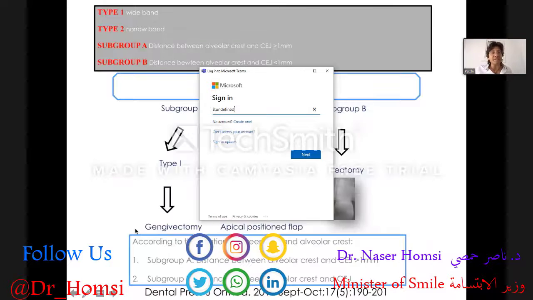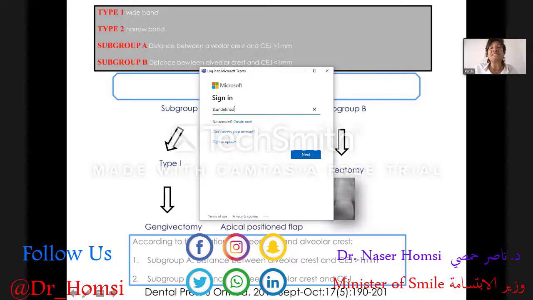Okay, what happens if the patient is subgroup A, so the distance is higher than 1 millimeter, and type 1, so we have a wide band of keratinized gingiva? We can do something very easy. We can treat the altered passive eruption by means of a very simple gingivectomy, a manual one with the surgical technique, or with laser technique, whatever we want, something easy. But if we have a patient with subgroup A, type 2, we need an apically positioned flap.